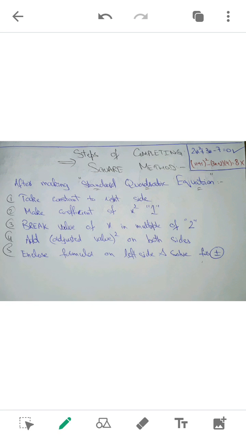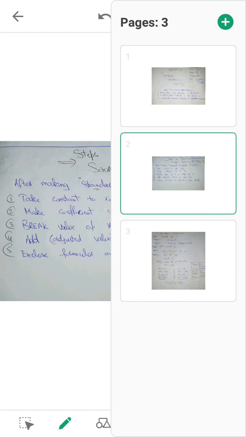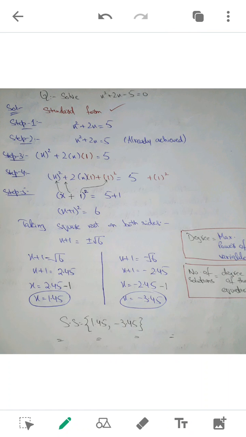Now coming to step number 2, and this is already done by the way, that is make the coefficient of x² here 1. This is very crucial. Why it has to be 1, I will explain in the next step, but for the time being, in the question that I am doing, the coefficient of x² here is already 1. So this is actually an already achieved milestone.